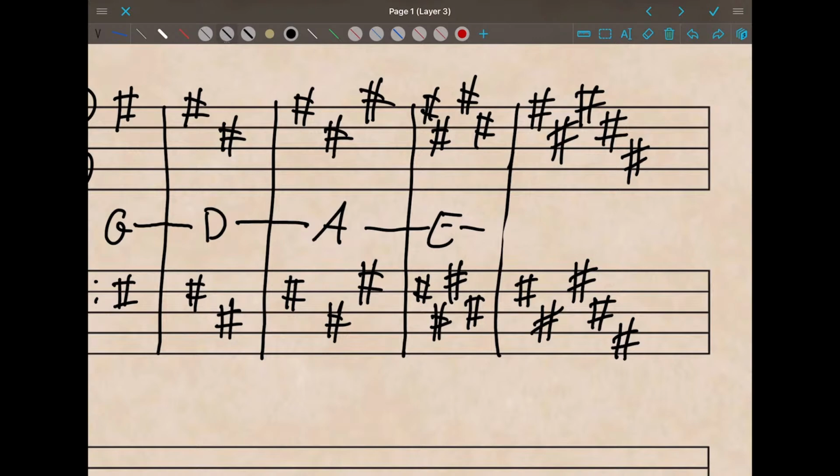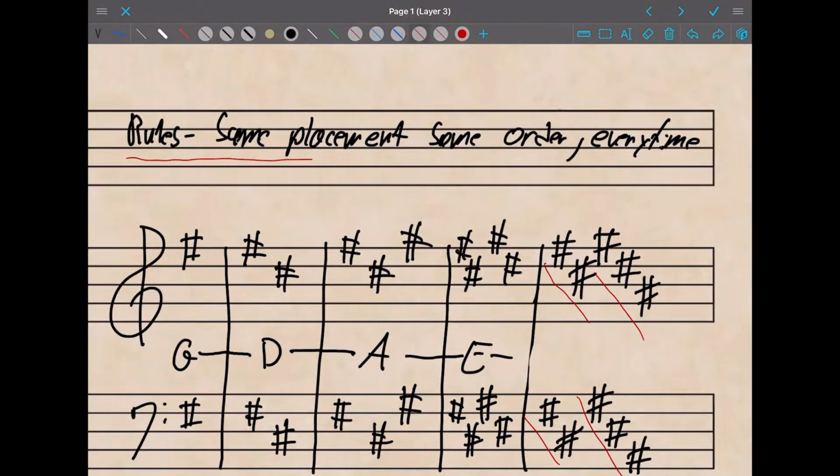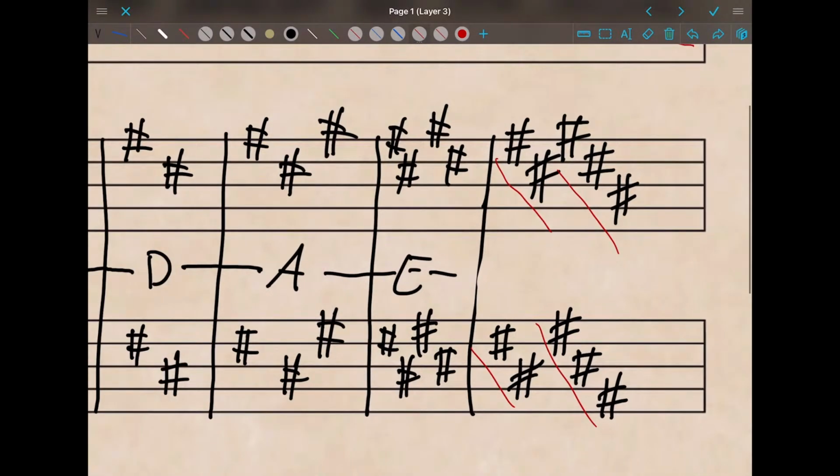Notice they have kind of a pattern where they go like this. Same on both clefs. Again, back to our rule, same placement, same order every time, regardless of what I'm doing there. And so that's B major.